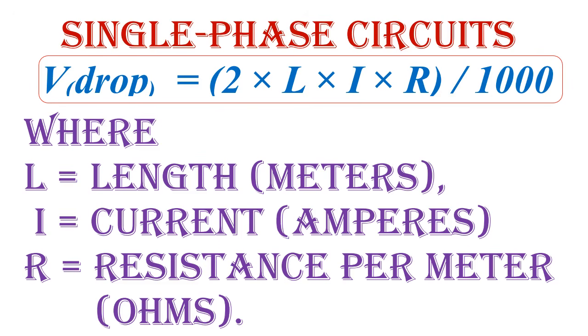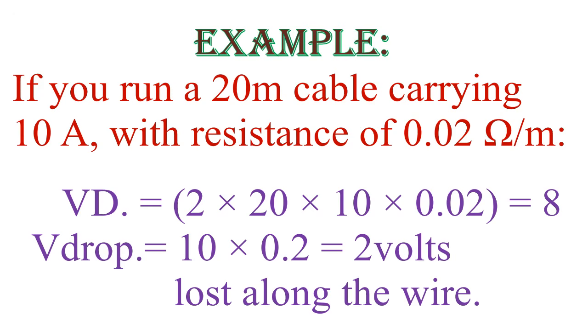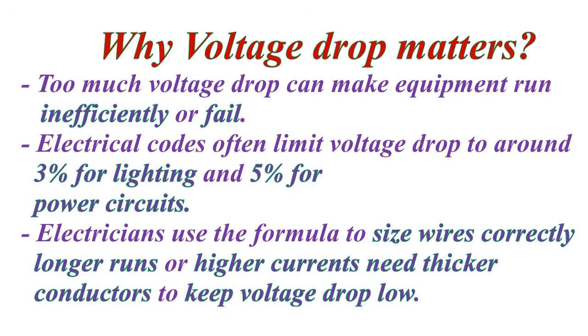The coefficient 2 is used because there are two wires in a single-phase system, which are phase or line, and neutral. Example: if you run a 20-meter cable carrying 10 amperes with a resistance of 0.02 ohm per meter, the voltage drop will be 2 multiplied by 20 multiplied by 10 multiplied by 0.02, which is 8 V. The voltage drop will be 8 volts, which is equal to 10 multiplied by 0.2, which is 2 volts lost along the wire. Why does voltage drop matter?